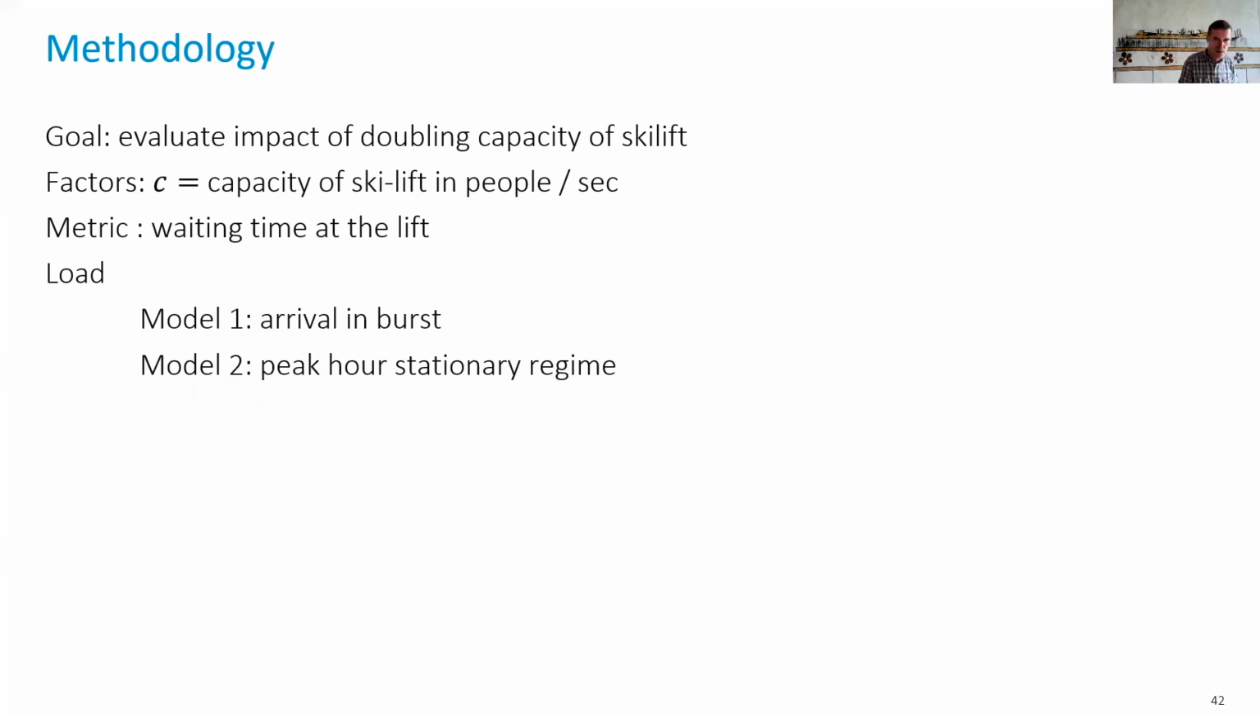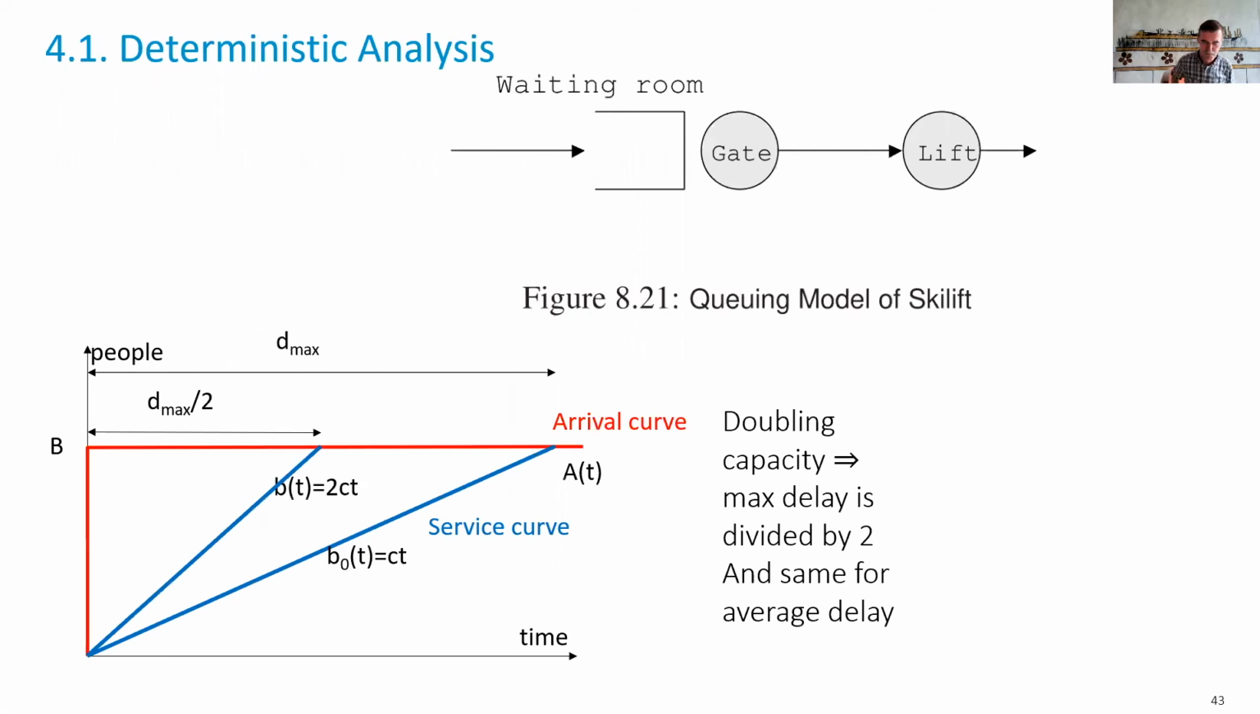So we have seen different models. We have seen deterministic queuing. We have seen the M/G/1 queue, etc. So this is giving us ideas for 2 different models. So let's start with the burst arrival. We've seen that the burst arrival can be modeled with a deterministic analysis.